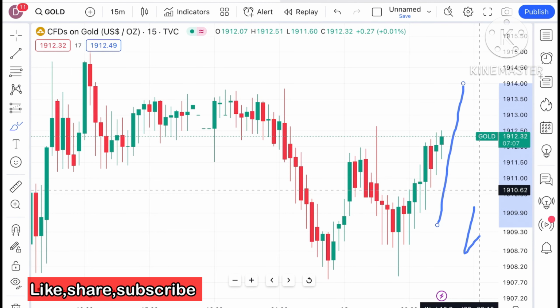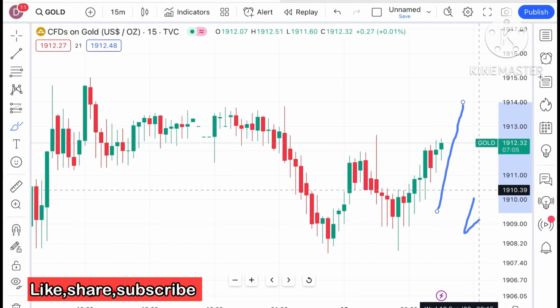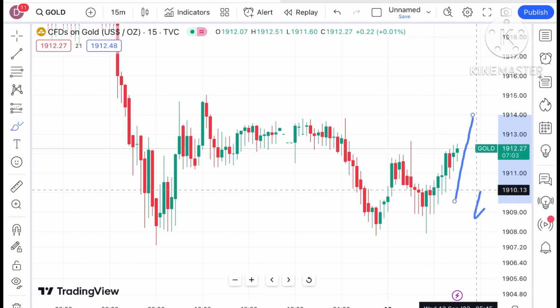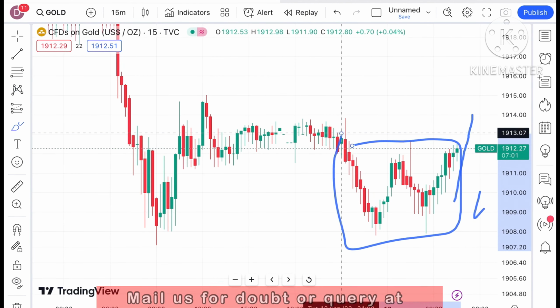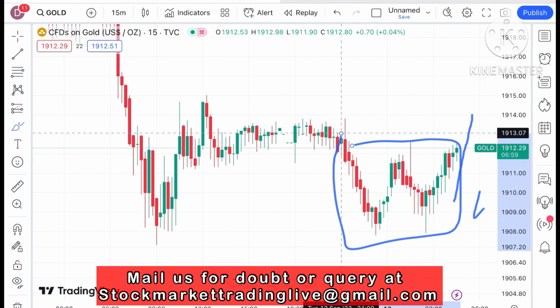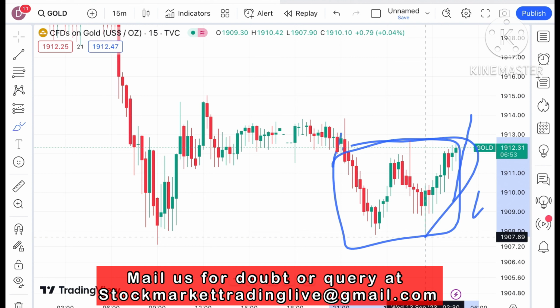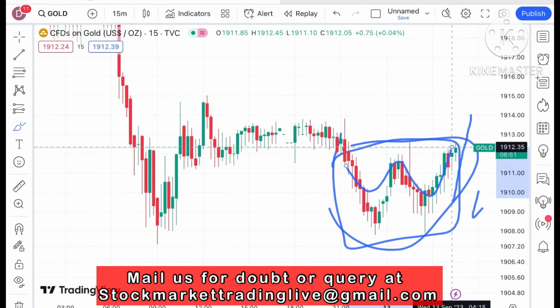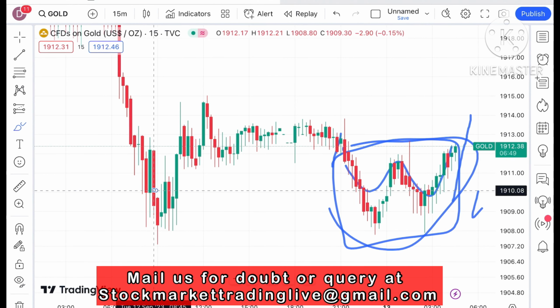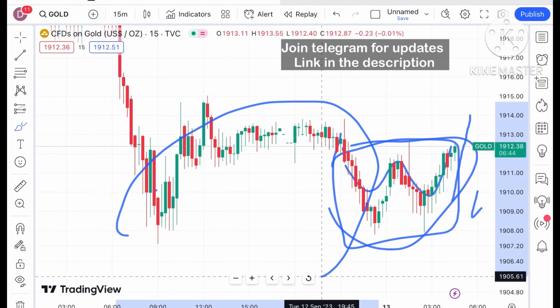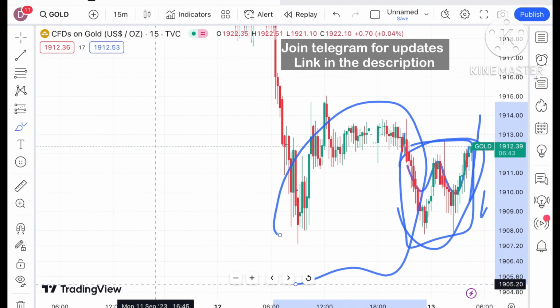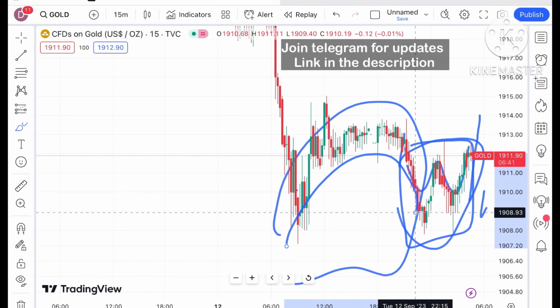See, if you go on a 15 minutes chart, you will see that there are clear patterns forming. Okay, see, this is a range where the price of gold is moving, and you can say this is from 12th of September. We have seen it is moving in this range, creating a W pattern. But if we go beyond 12 September in the morning, you can see a clear inverted U pattern forming.